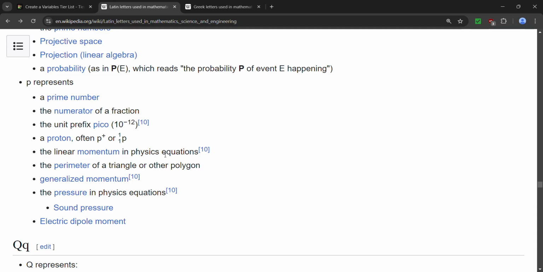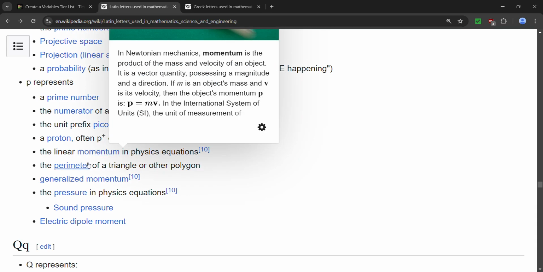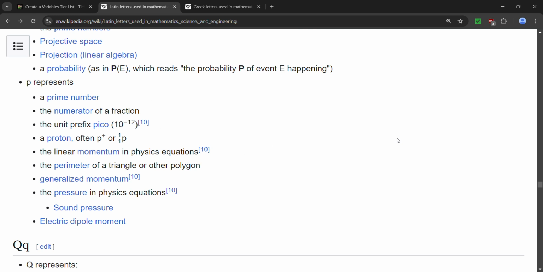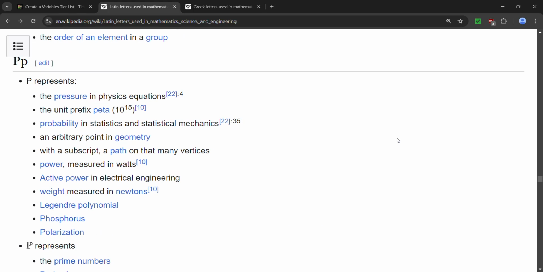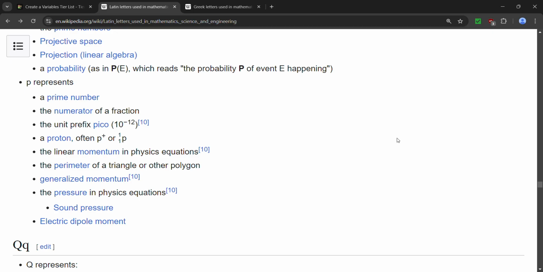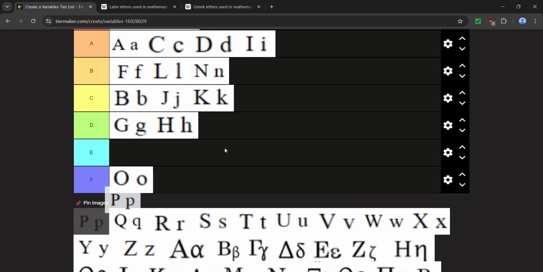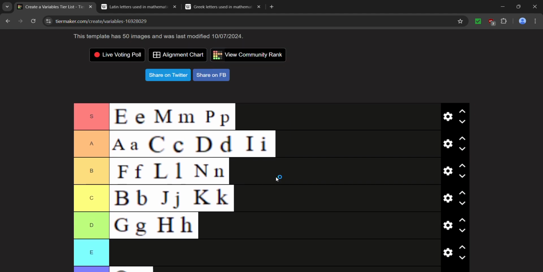Protons, yeah, protons are important. Momentum and perimeter. Pressure, momentum, perimeter. What was the other one? Probability. Oh yeah, pressure, momentum, probability, and perimeter. Those are all pretty important. I don't know if they're important enough to give it an S tier, but actually they're important enough to give it an S tier. Congratulations, P. You joined the club.